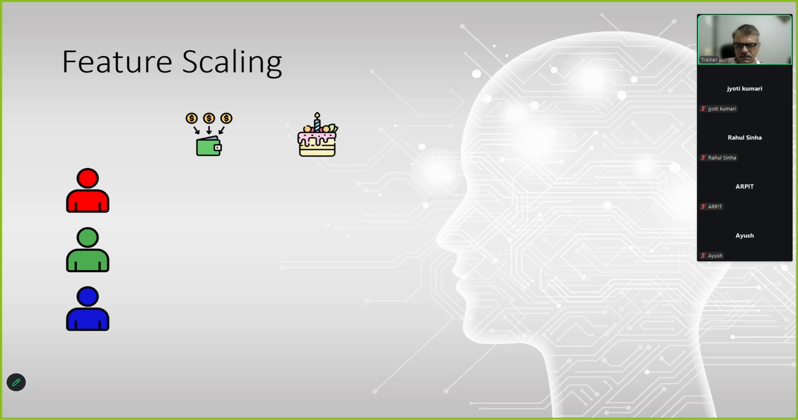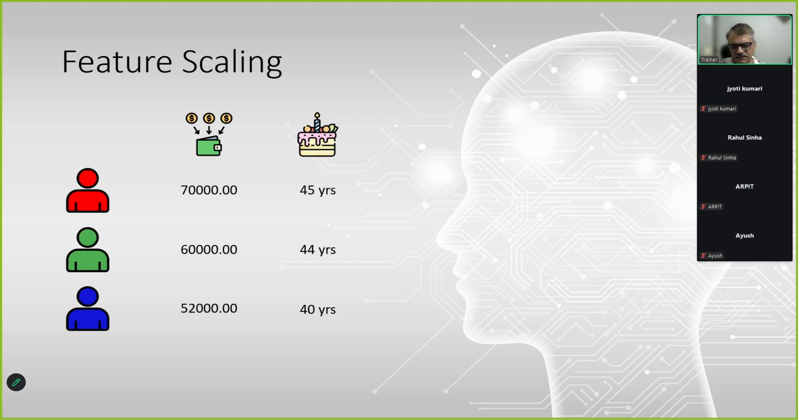The red person is making 70,000 a year and their age is 45 years. The green person is making 60,000 a year and their age is 44 years. And the blue person is making 52,000 a year and their age is 40 years.